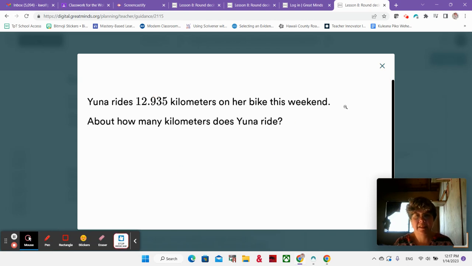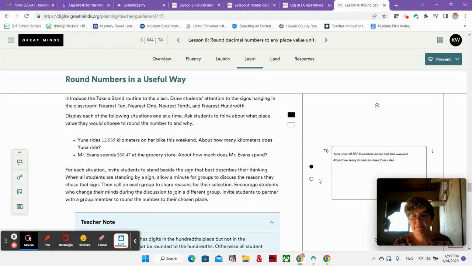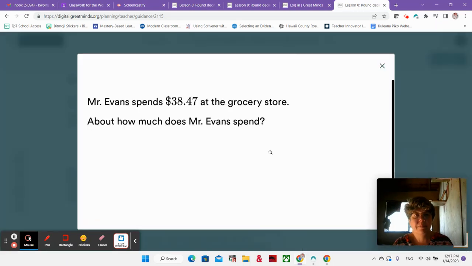All right, let's look at the next scenario. Next, we have Mr. Evans spent $38.47 at the grocery store. About how much does Mr. Evans spend? Okay, so should we round to the tens, ones, tenths, or hundredths? Well, it depends because this is about money, right?